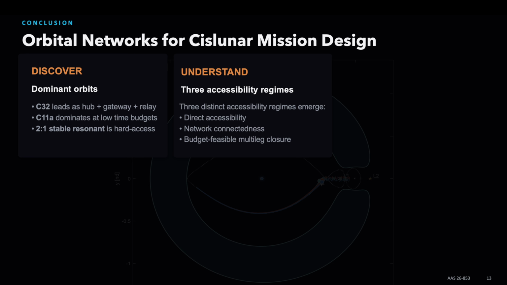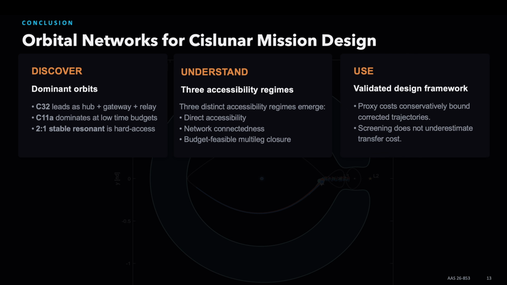Second, it separates 3 ideas that are often conflated, which is direct accessibility, graph connectedness, and then this budget-feasible multi-leg closure we introduced. Third, the differentially corrected examples support the atlas as a conservative design screening framework, with the relay examples showing that graph-identified intermediate orbits can produce substantial savings. The natural extensions are to the spatial problem and ephemeris dynamics, and also low thrust or optimal control refinement.